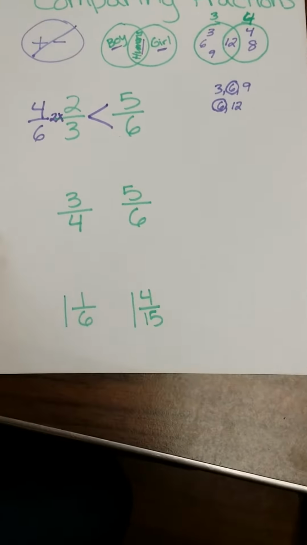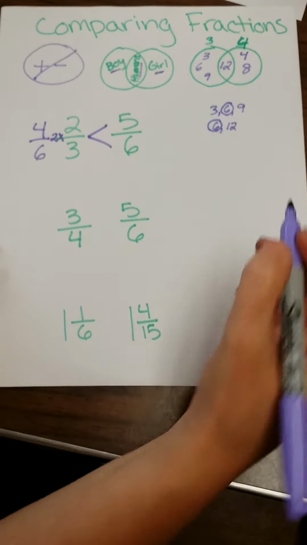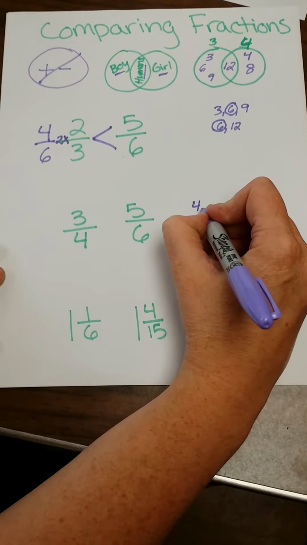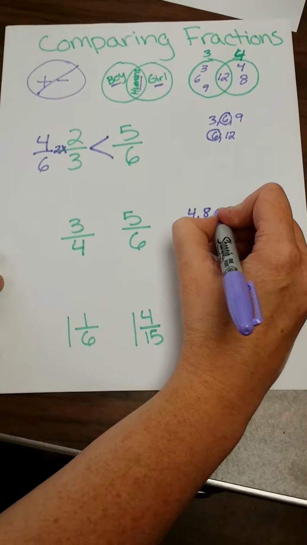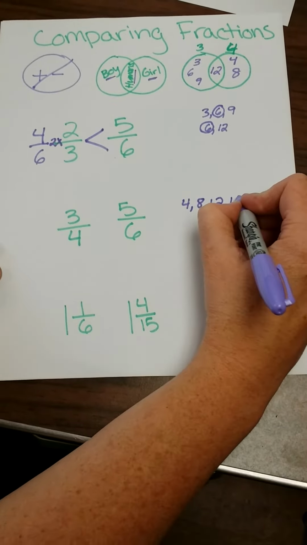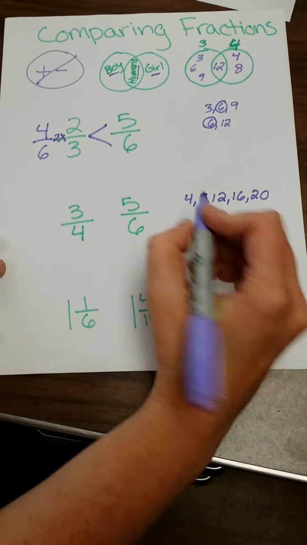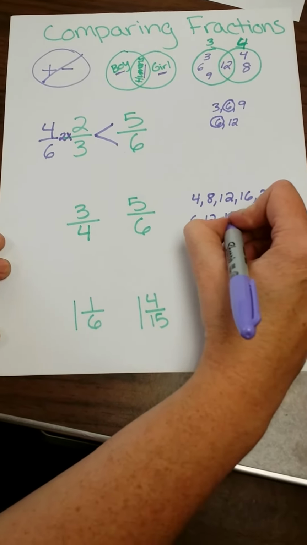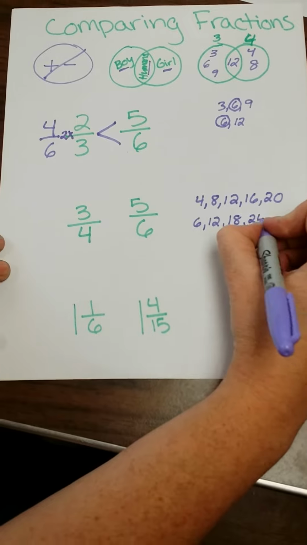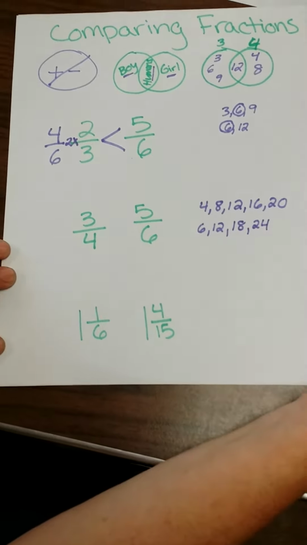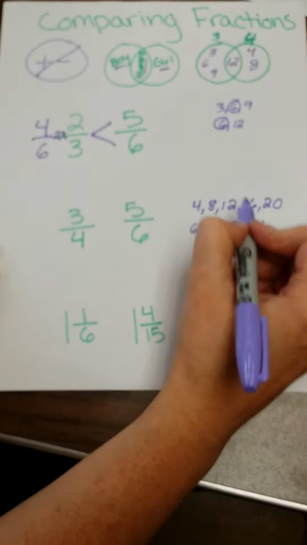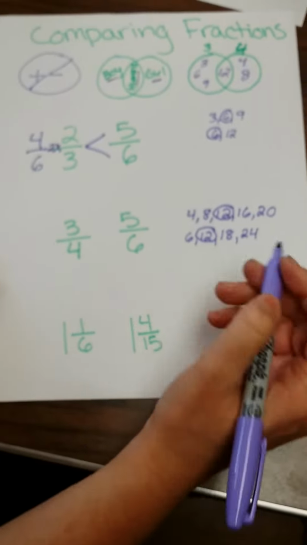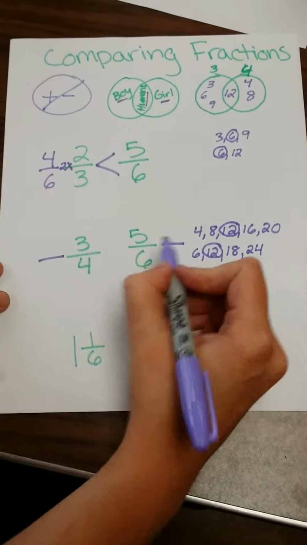So look at this one. 3/4 or 5/6. What can 4 and 6 both be? A 4 can be a 4, an 8, a 12, a 16, a 20. A 6 can be a 6, a 12, an 18, a 24. Okay, so if you look, they both can be 12, so we're going to change them both into 12.